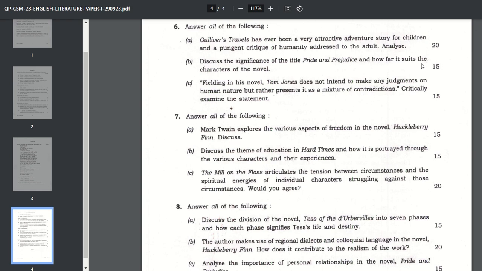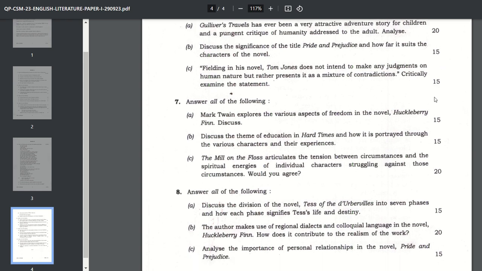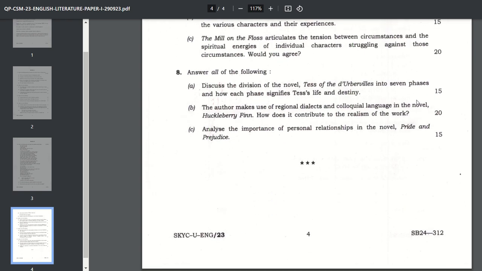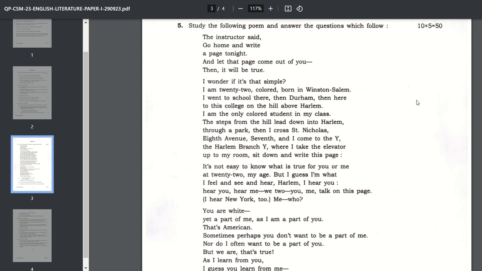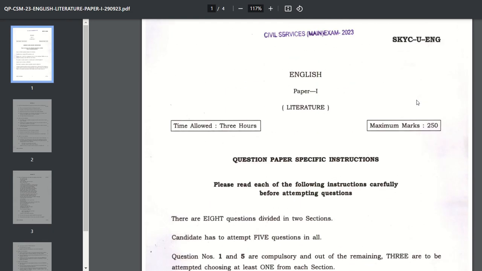Again, the marking scheme goes 15, 15, and 20. So whichever section you choose, whichever question number you choose, you have to answer all the 3, and all the 3 will be marked accordingly, and all the 3 have the same weightage. So this is paper 1 of the English literature optional.